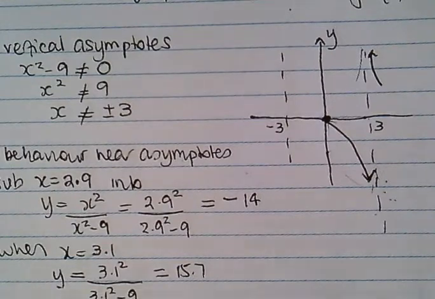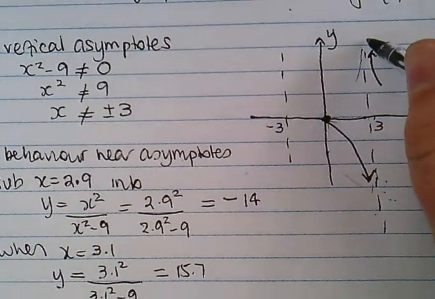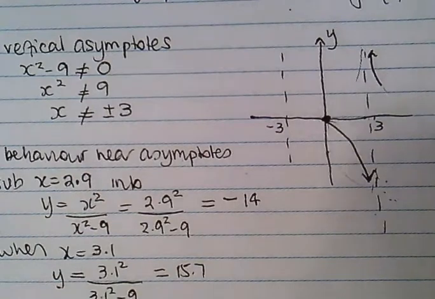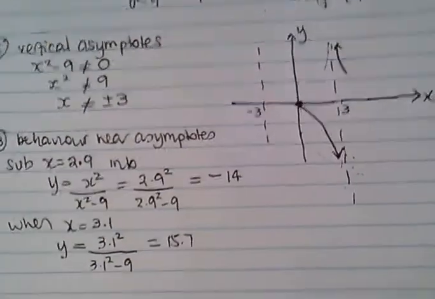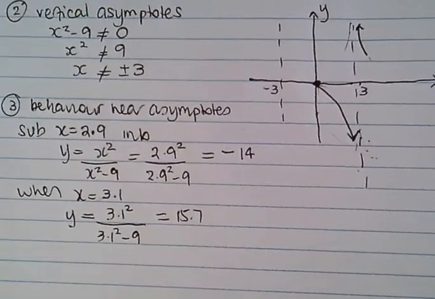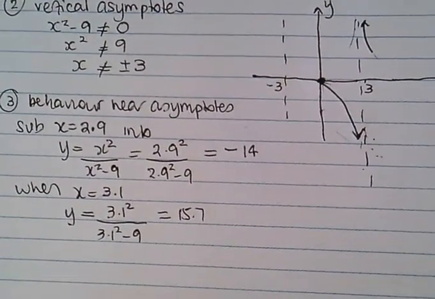Do you get it? When x is 3.1, I've got 15. It's up there. Now, I need to know the rest of the story along here. Now, you know how you were just doing as x approaches infinity? This is where this comes in.